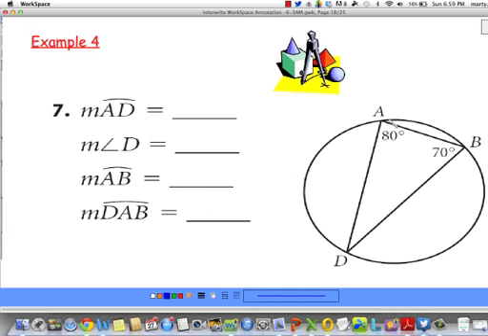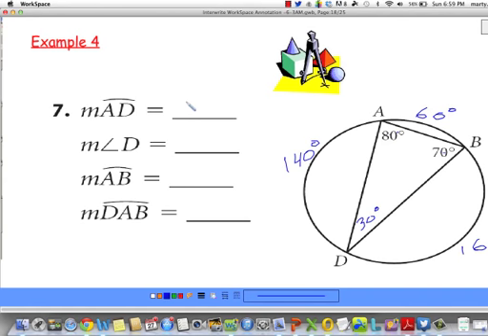I got a triangle. I don't know if this is a diameter for BD. Kind of looks like it, but I don't know if it's going through the middle or not. 80 and 70 is 150. That leaves me with 30 over here. I have an inscribed angle of 30, double it, I get 60 up there. 70 inscribed angle over here, 140. 80 is the inscribed angle for BD, makes this 160. We got everything filled in before we even take a look at what questions they're asking.